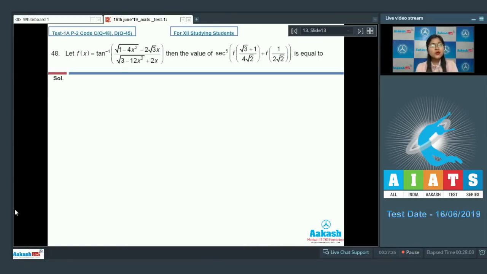Now next is question number 48, which says that f(x) is equal to tan inverse of this function. Then we have to find the value of secant raised to the power 5 of f of (root 3 plus 1) upon 4 root 2 plus f of 1 by 2 root 2.